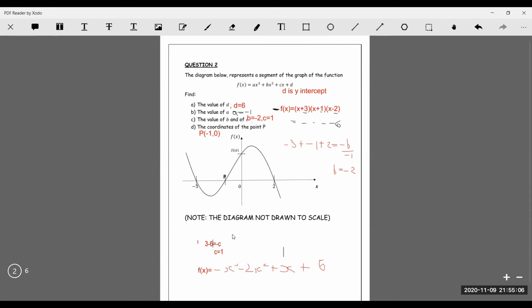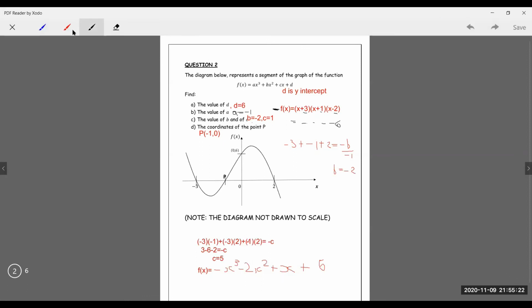And so what we're going to get is minus 2. And so what we end up getting is 3 minus 6 minus 2. That's negative 5. And so C equals 5. All right, C equals 5. And so right here becomes plus 5x. I only checked it because something fell off.